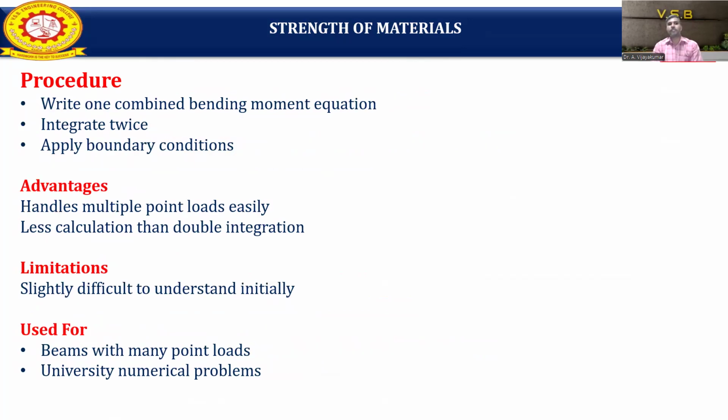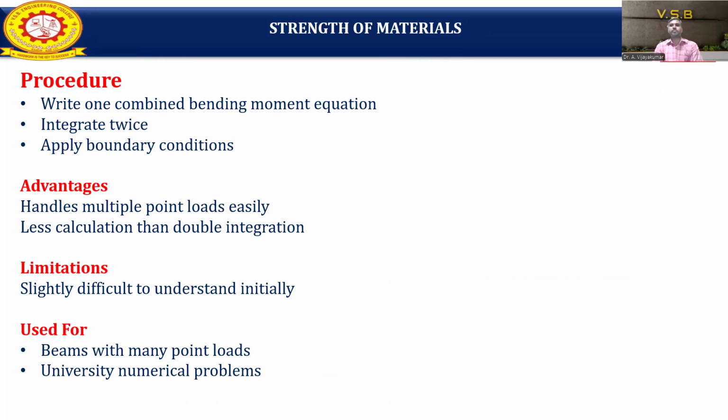Now, how do we find the slope and deflection by Macaulay's method? Write one combined bending moment equation along all the loading systems. We need to integrate twice, then apply the boundary conditions. Based on the boundary conditions, what is x equal to 0, x equal to L, x equal to the distance, everything we need to implement in the boundary conditions.